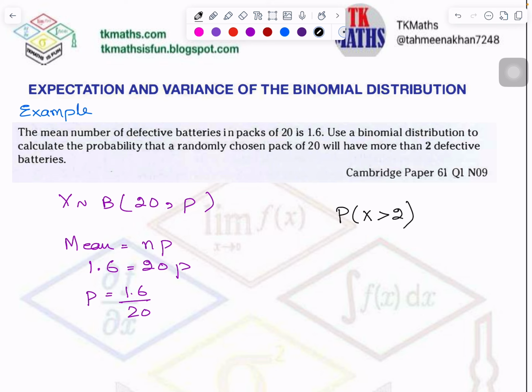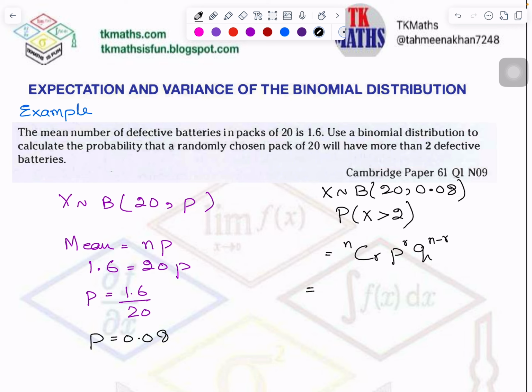greater than 2. So definitely to calculate this, the formula is nCr p^r q^(n-r). So I don't have P, and that is the reason I am finding it out first. So 1.6 divided by 20 is what? Yes, you're right, 0.08. So now I can write here that the distribution is 20, 0.08, right? And now you can simply solve this question.